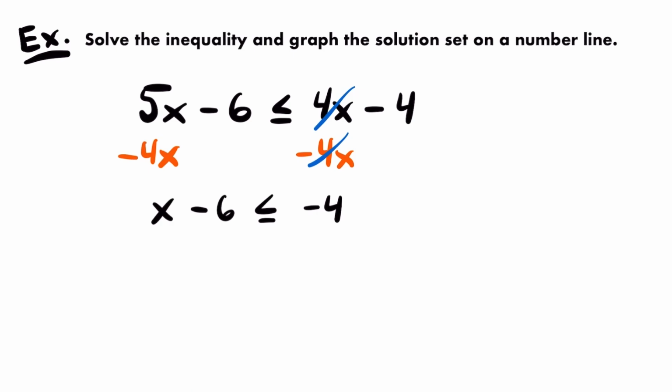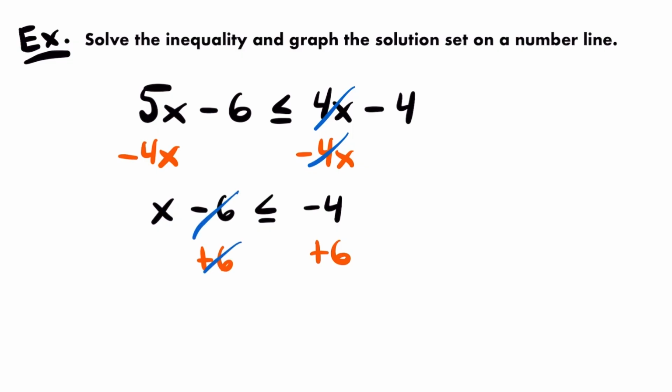We still need to isolate x or get it by itself. We haven't quite done that yet. This is not in the form of a solution set. What we need to do is get rid of this negative 6, and so what we can do is add the opposite of that. In this case, that would be positive 6. So let's do that here. Let's add 6 to both sides of the inequality.